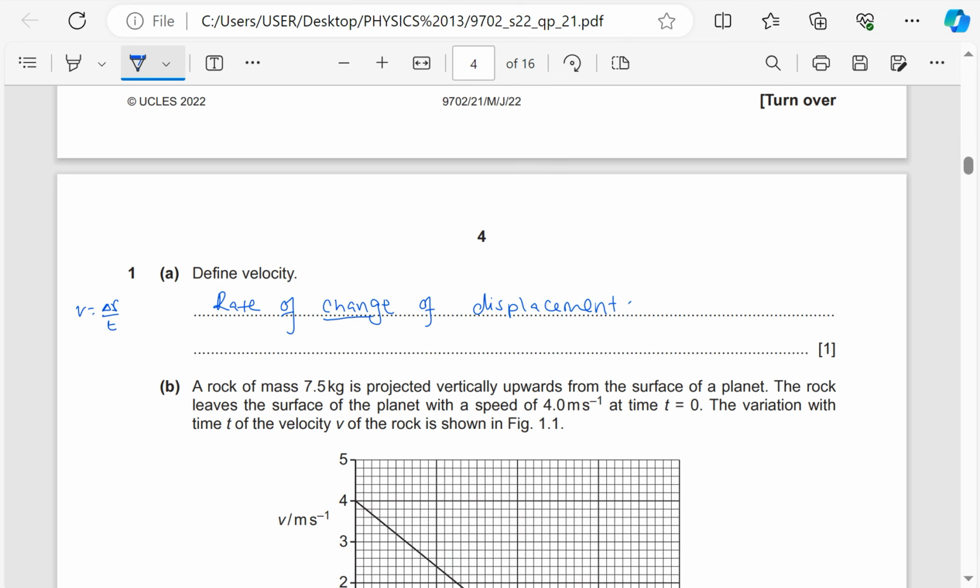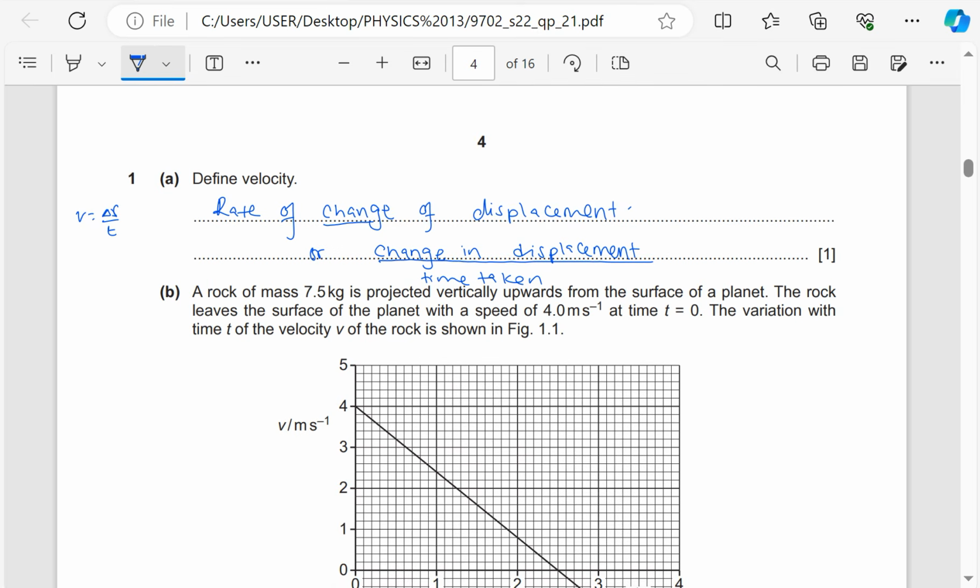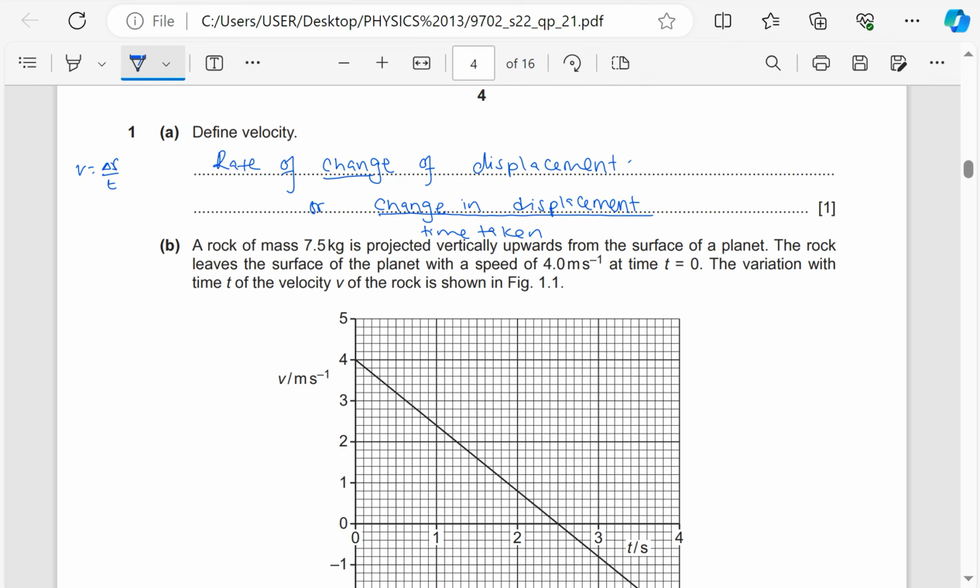Or you can write a simple formula: change in displacement divided by the time taken. So that would be velocity. Always remember to put change in the definition of velocity. It would be the same with acceleration. You must put change in velocity for acceleration.